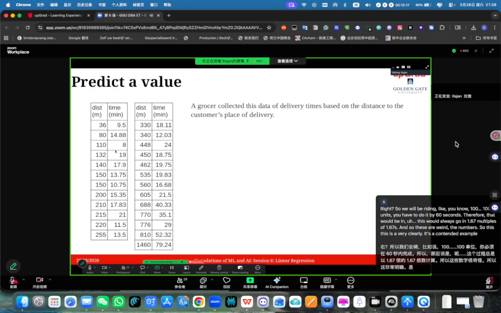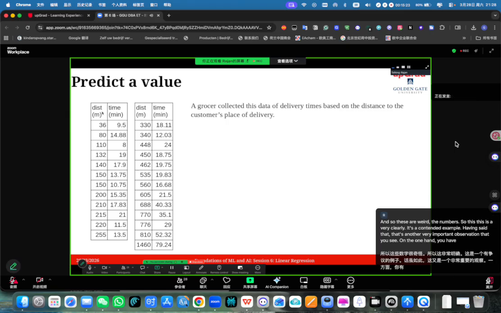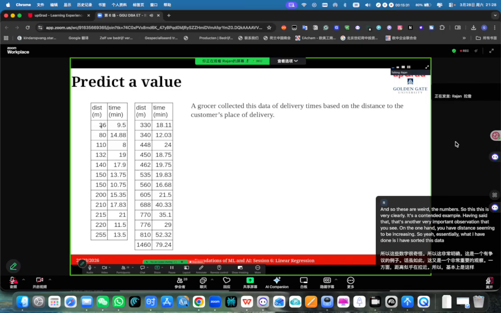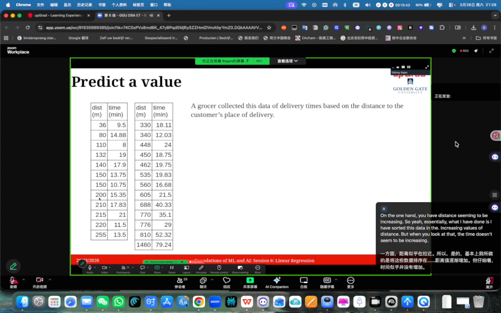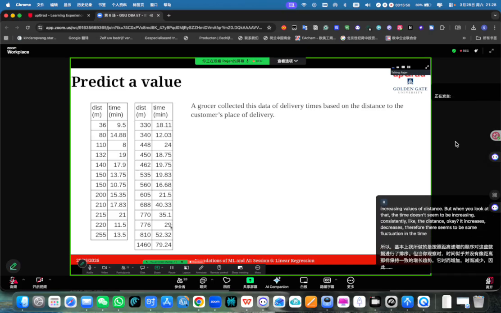Having said that, there's another very important observation that you see. On the one hand, distance seems to be increasing, because essentially what I have done is sort this data in increasing values of distance. But when you look at that, the time doesn't seem to be increasing consistently like the distance. It increases, decreases. Therefore, there seems to be some fluctuation in the time values. So that's another indicator that maybe this is contrived. Possible, but I'm not too worried about that issue.